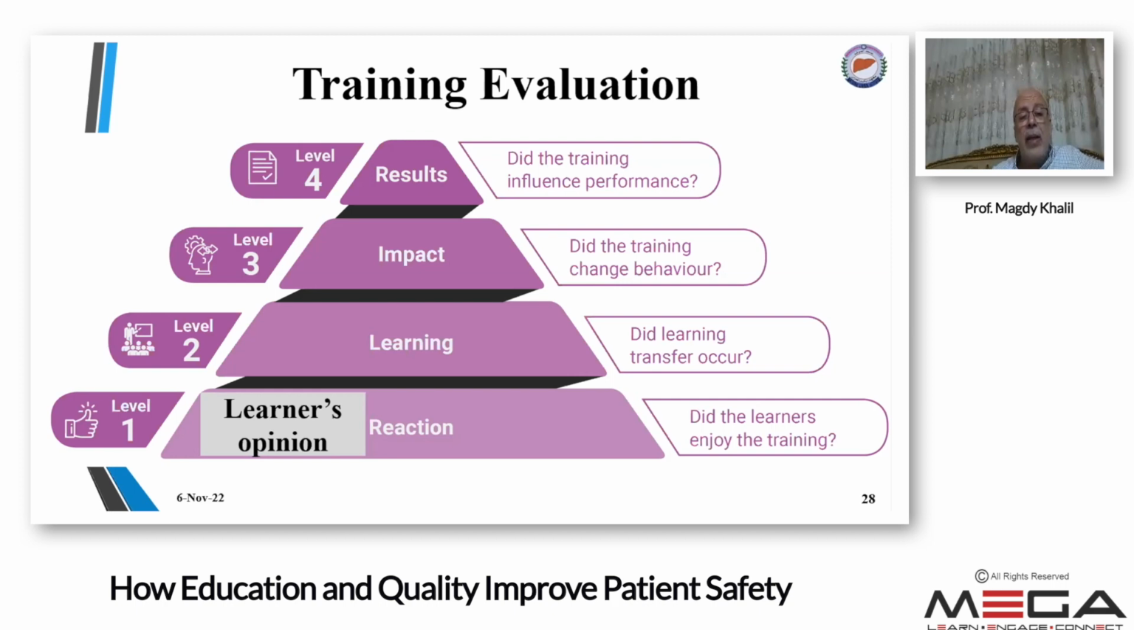Reaction, where we take the learner's opinion. If they said it is bad, there is no need to complete the rest of the evaluation. If it is good, go to the second level: how the learning material has stayed in the brain of the candidate, and how much. How can we assess that? Pre and post test. Then the next levels, the impact and the result, are the role of the administrators to judge. And the 5th phase is return on investment, ROI: we spent money on this training, how is it going back to the hospital?